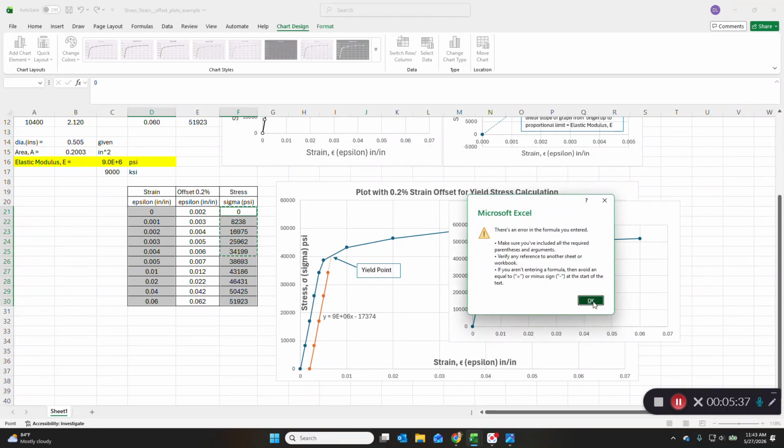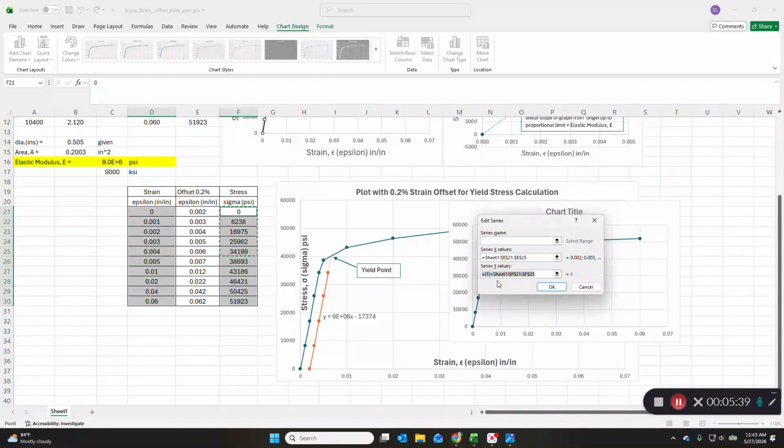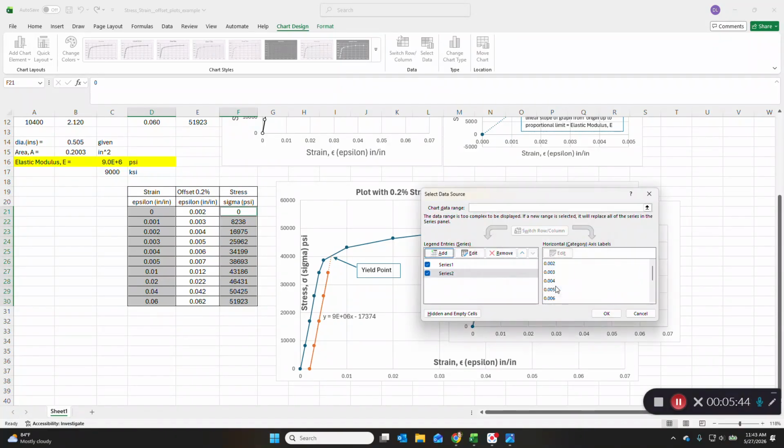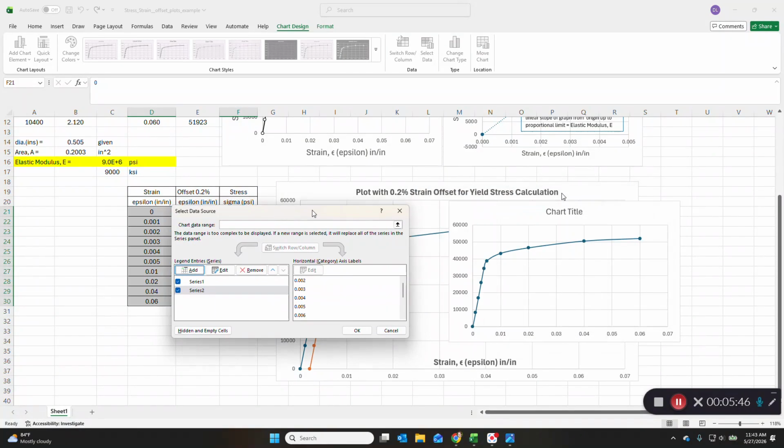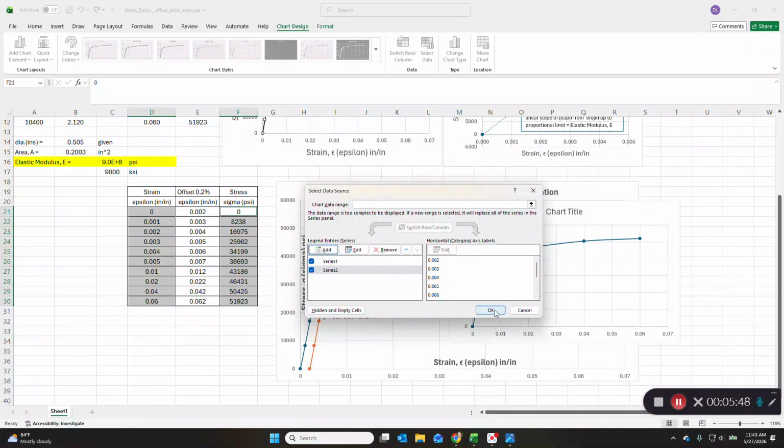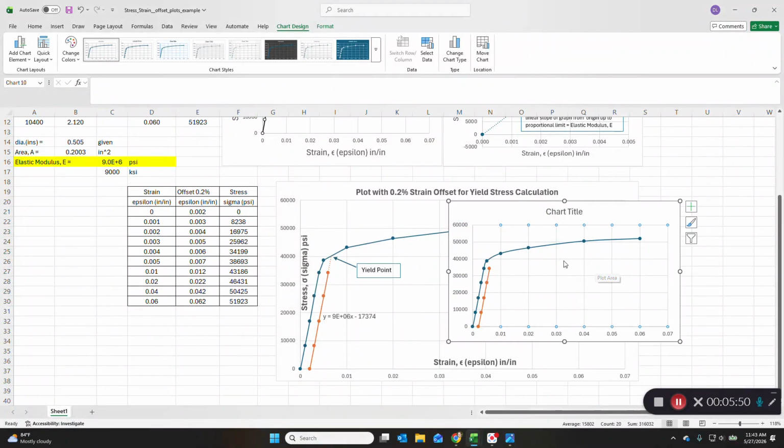I think we didn't do 5 here, did we? Let's check this. Okay, let's see if that looks good. No, that didn't work for us, right? So there, yes, it did. So here we have that parallel slope. It has the exact same slope. We don't care about the y-intercept. It has the same slope as the first 5 points in the elastic region of the stress strain curve.